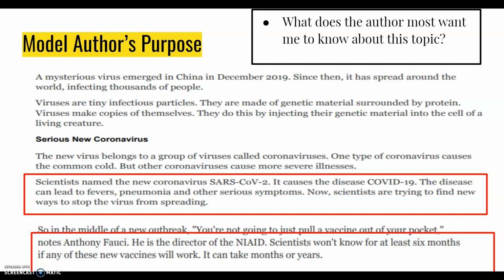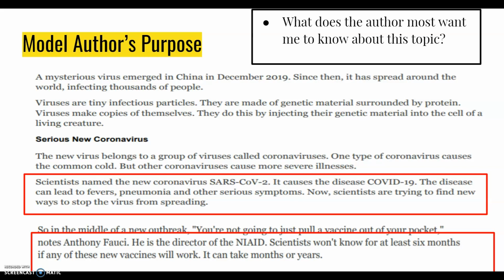So in the middle of the new outbreak, you're not going to just pull a vaccine out of your pocket, notes Anthony Fauci. He is the director of the NIAID. Scientists won't know for at least 6 months if any of these new vaccines will work. It can take months or years.